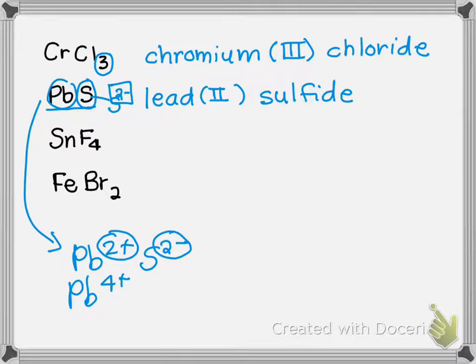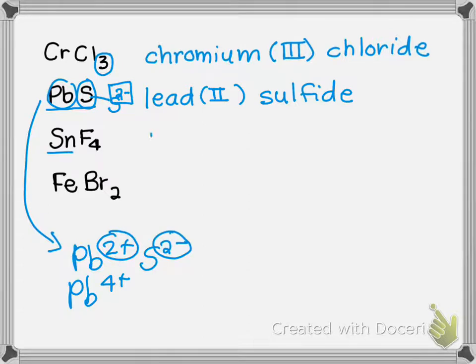So the takeaway there is if you have a 1 to 1 ratio, you have to look at the anion, or the second one, and figure out what its charge is, and that will tell you what the charge of the first one is. And again, that's only important on these metals that can form more than one cation.